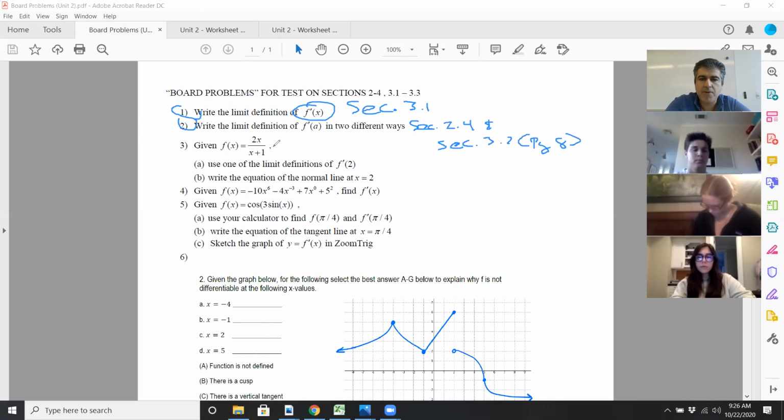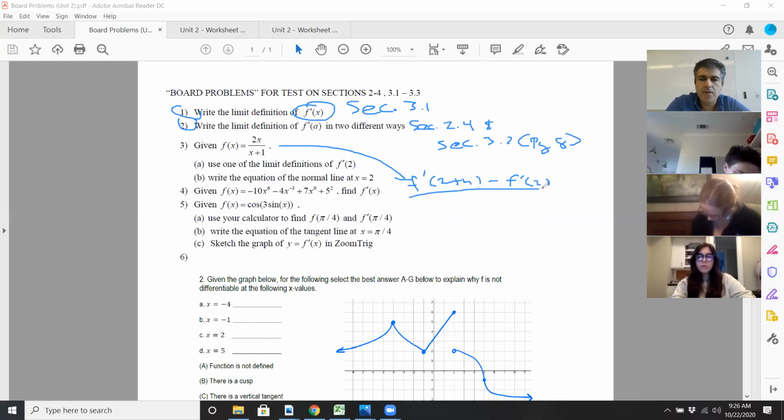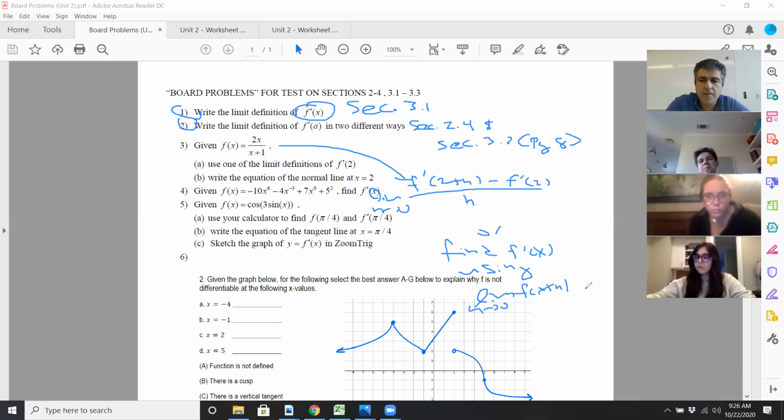Here, use the limit definition for f prime of 2. So remember, for number 3, you're going to be doing f of 2 plus h minus f of 2, over h. The limit as h approaches 0. Or you can find f prime of x first, using this. Then get f prime of 2. Then you have to write the equation of the normal line at x equals 2.